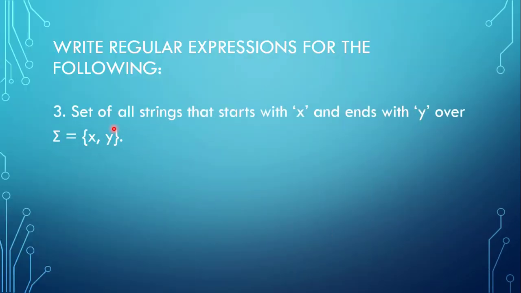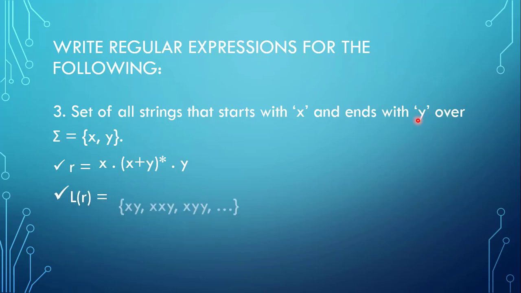So here the question says set of all strings that starts with X and ends with Y over the input X comma Y. Now again, set of all strings means we will write down (X plus Y) star, and our expression will have a starting expression as X and the ending alphabet as Y. So the regular expression will look like X dot (X plus Y) star dot Y, since the question says that our regular expression is starting with X and ending with Y. So the L of R generated will have minimum valid string as XY, XXY, XYY and so on.